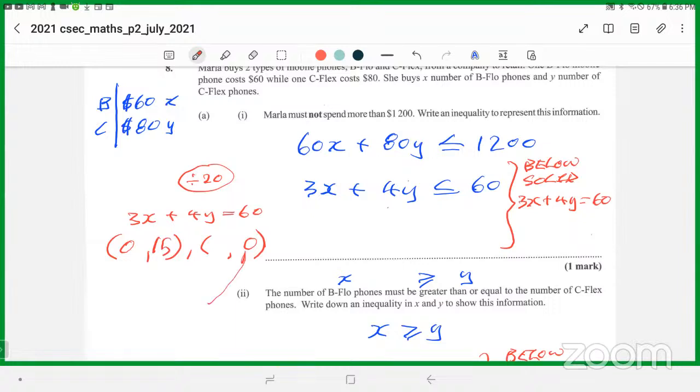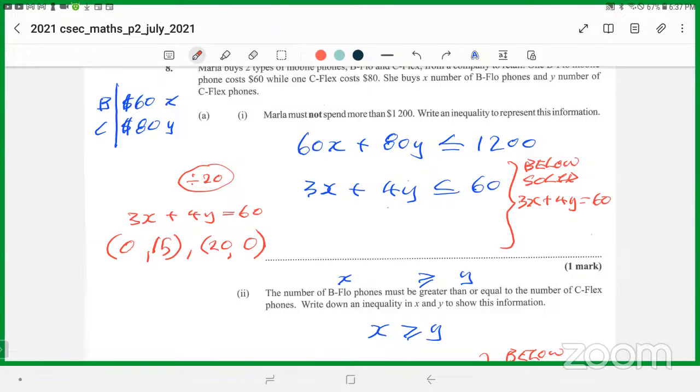Then for the point where the y value is 0, that term is gone, and you're left with 3x equals 60. If 3x equals 60, then x is 20. So another point on it is 20, 0. So these are 2 points on that second line: 0, 15 and 20, 0.